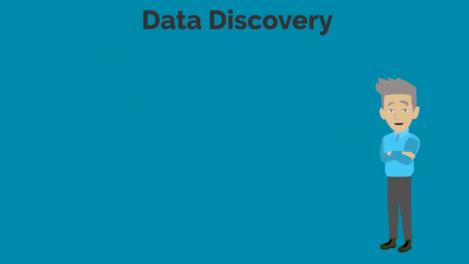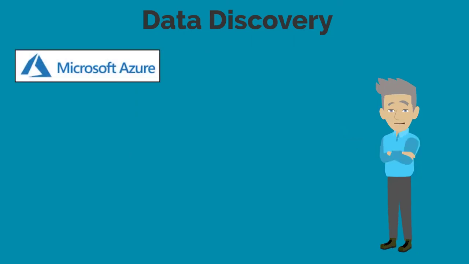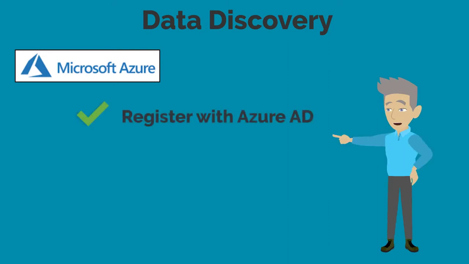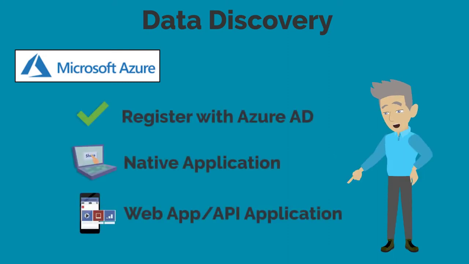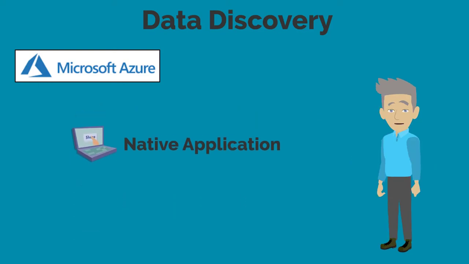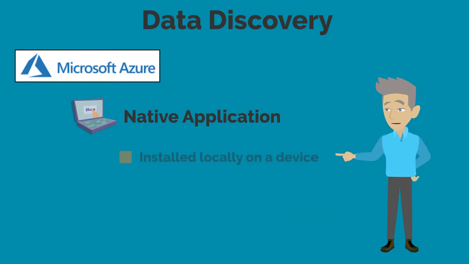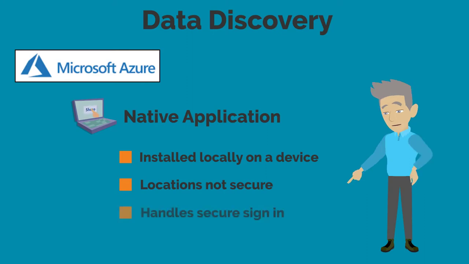To leverage standalone authentication for Azure, register Data Discovery with Azure AD. You register it as either a native application or a web app API application. A native application is run by client applications installed locally on a device. Typically, these locations are not secure, so Data Discovery uses the native application to handle secure sign-in.